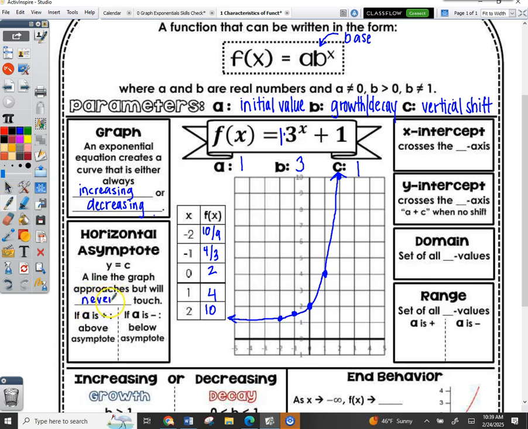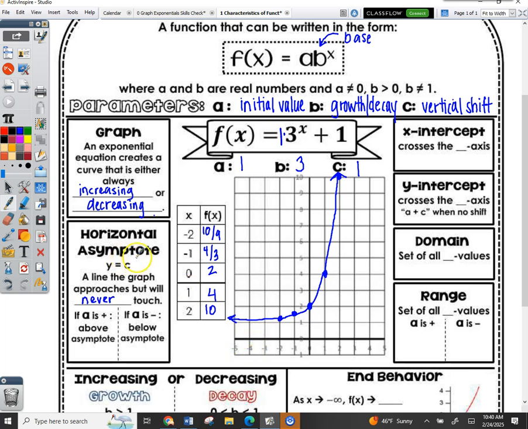So it's a line that the graph approaches, but will never touch. And this is actually not true. When you get to higher math, you learn that it actually can cross over. But for now, we'll just say that, because if there's a hole in the graph, it crosses over, but you might look at it and think it's an asymptote when it's really not. If A is positive, then the graph will be above the asymptote. If A is negative, then the graph will be below it. The asymptote is not graphed yet.